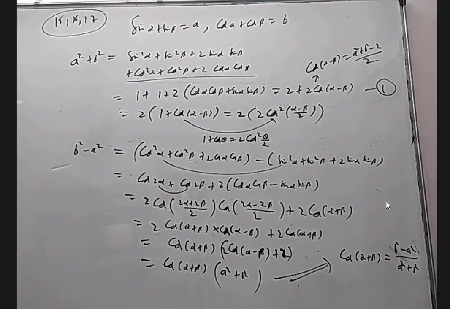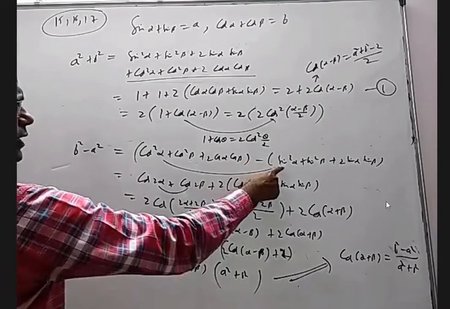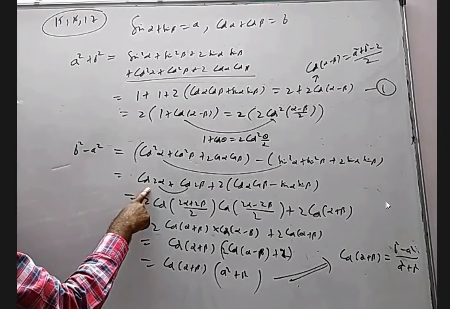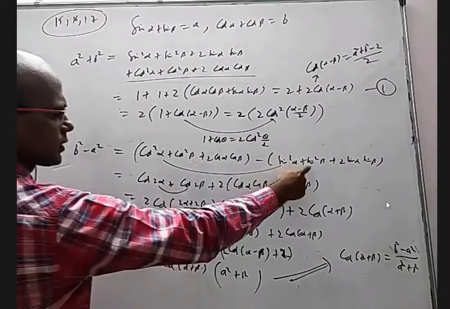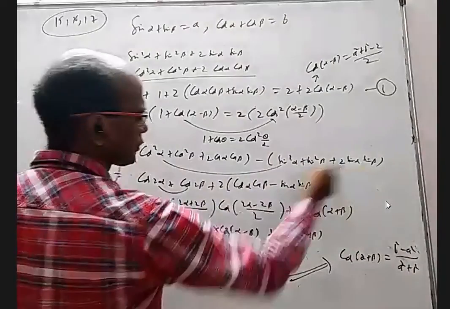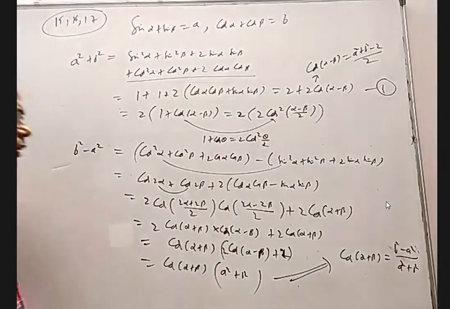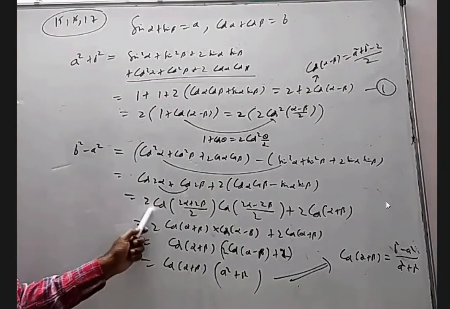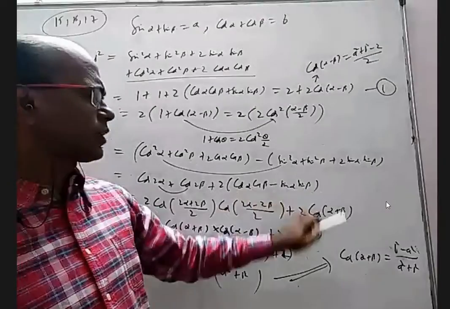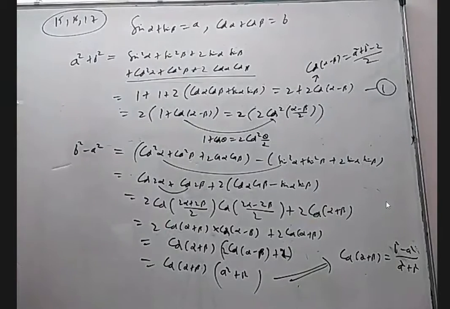Sir, in b square minus a square, second step, sir. Okay. What is the cos square alpha minus sin square alpha formula? Cos 2 alpha, right? Yes, sir. And cos square beta minus sin square beta is cos 2 beta. 2 cos alpha cos beta minus 2 sin alpha sin beta, I took 2 common. And from here to here, cos c plus cos d is 2 cos c plus d by 2, cos c minus d by 2. Here, cos a cos b minus sin a sin b is cos a plus b. Is it okay? Okay, sir.